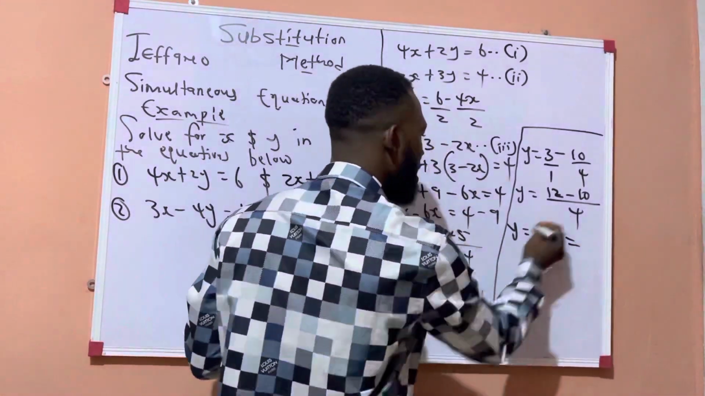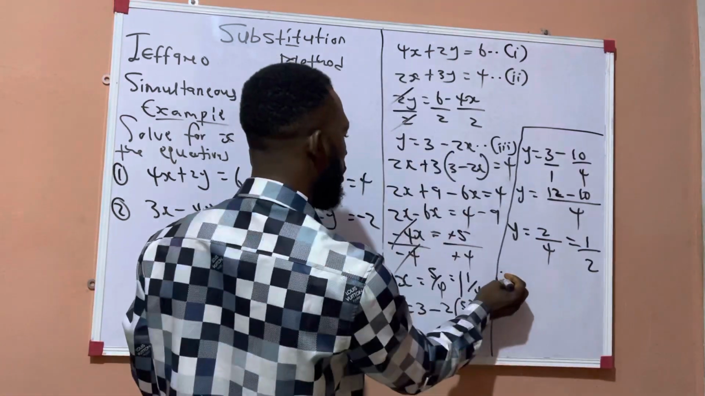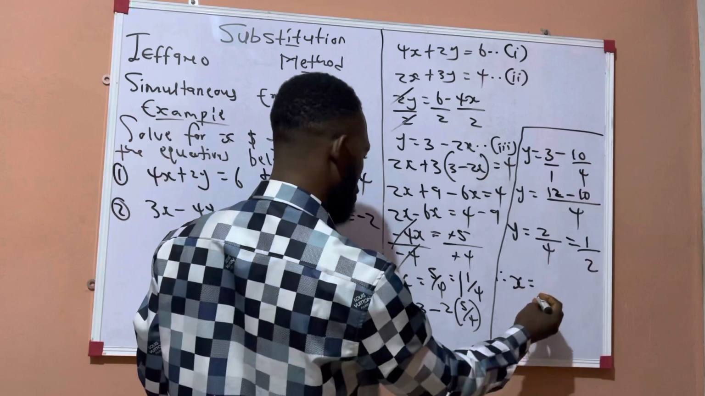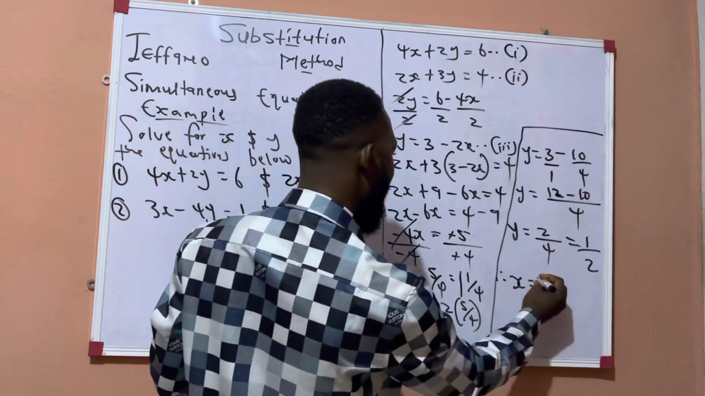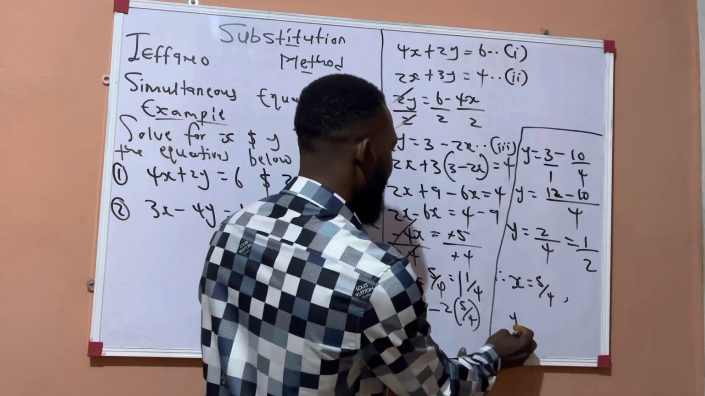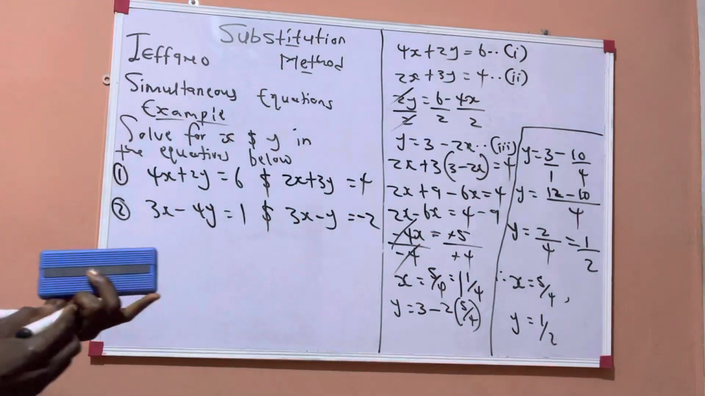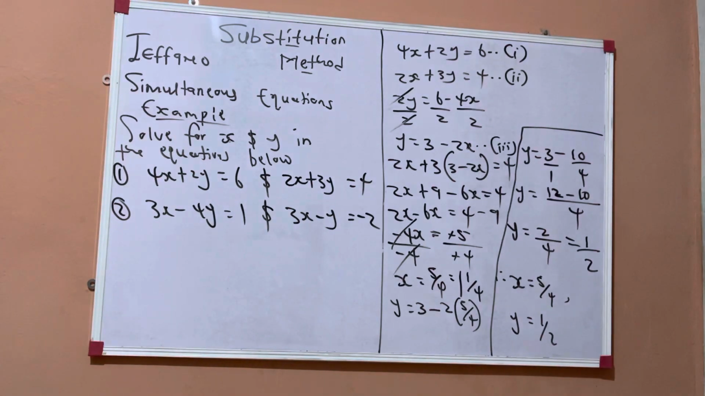Now, when 2 cancel 2, 1. When 2 cancel 4, 2. Therefore, x is equal to 5 over 4, comma, y is equal to 1 over 2. These are the values for x and y in this question.